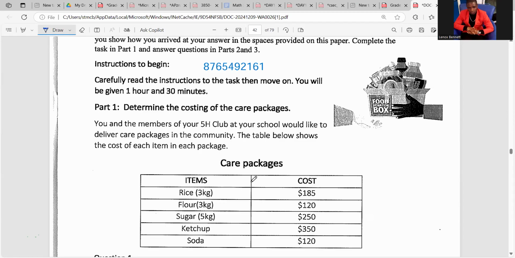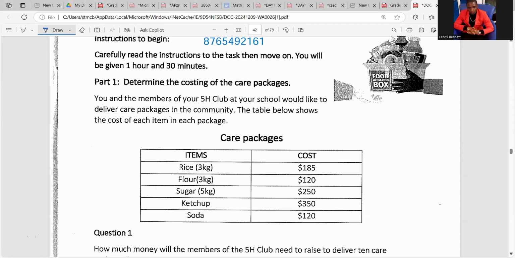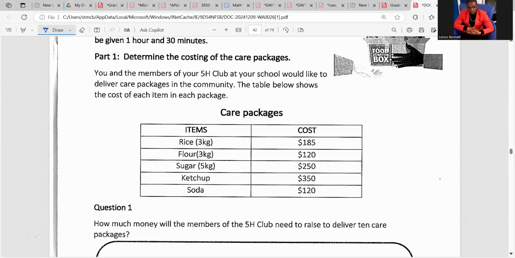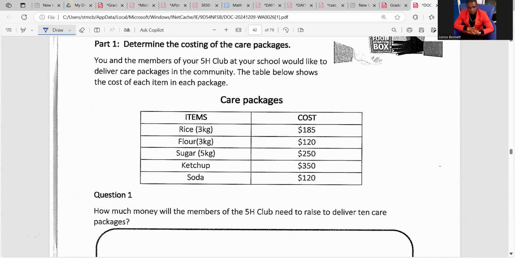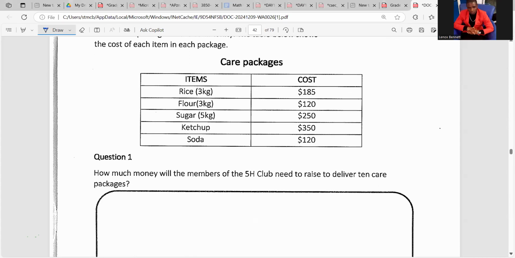And rice is 3 kilograms, costing $185. Flour, 3 kilograms, costing $120. And of course sugar, 5 kg, that's $250, and ketchup $350. The soda is $120. What's the cost of 10 care packages? How much money will the 5H club need to raise to deliver 10 care packages? Go ahead, guys, you can answer.